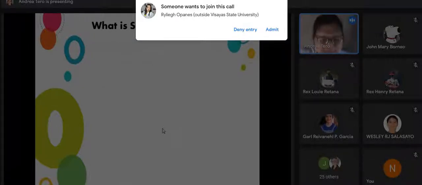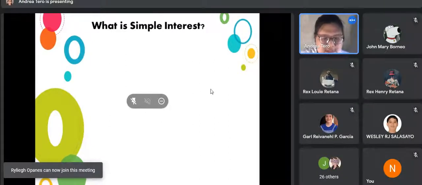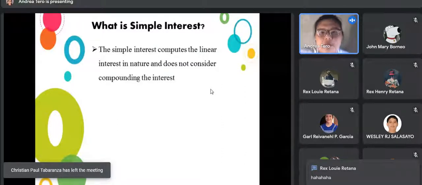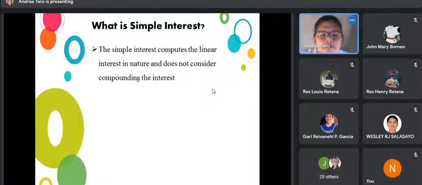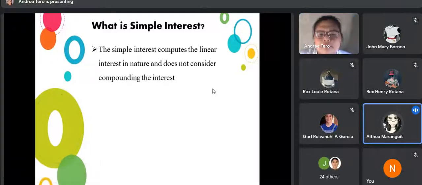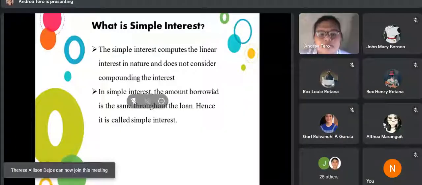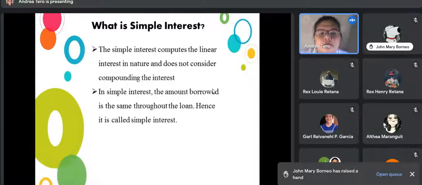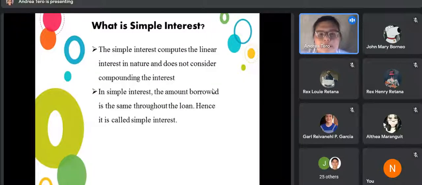What is simple interest? I ask Althea to read. Althea? Okay, what is simple interest? Simple interest consists of minor interest in nature and has no compounding function. Next one: in simple interest, the amount borrowed is the same throughout the loan, hence it is called simple interest. What does that mean, class? Any ideas?